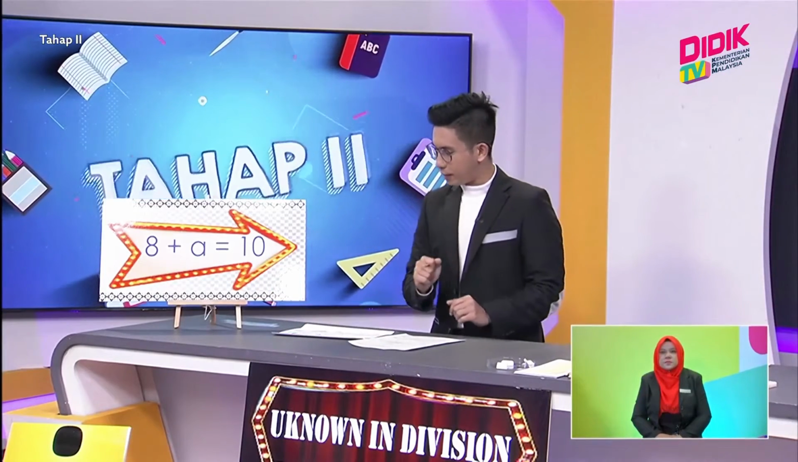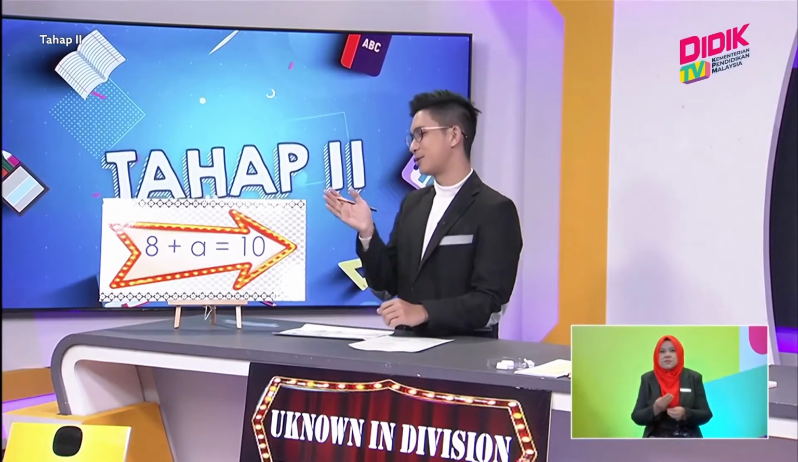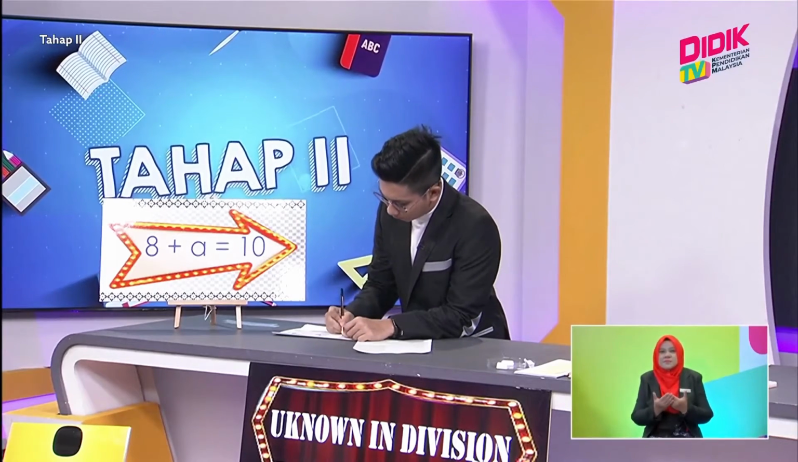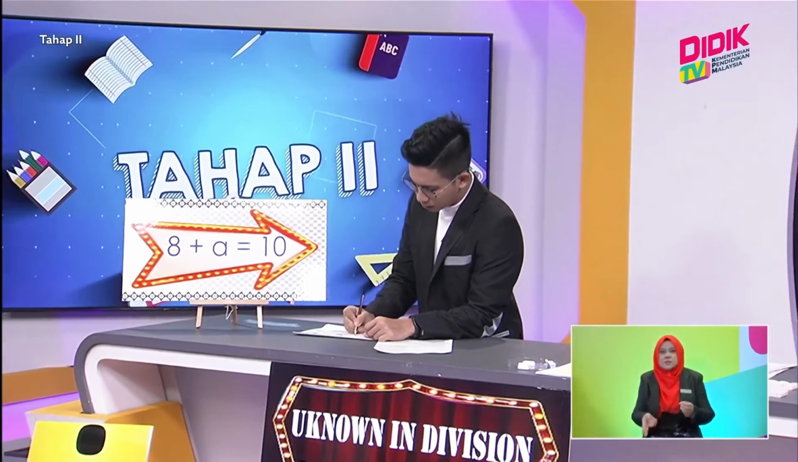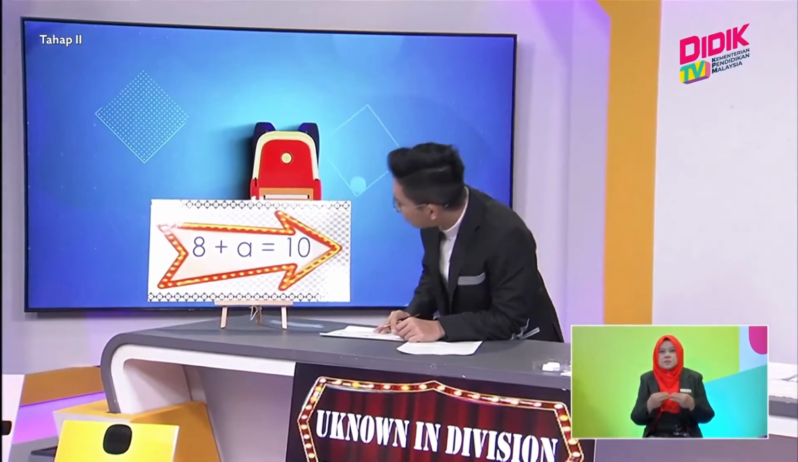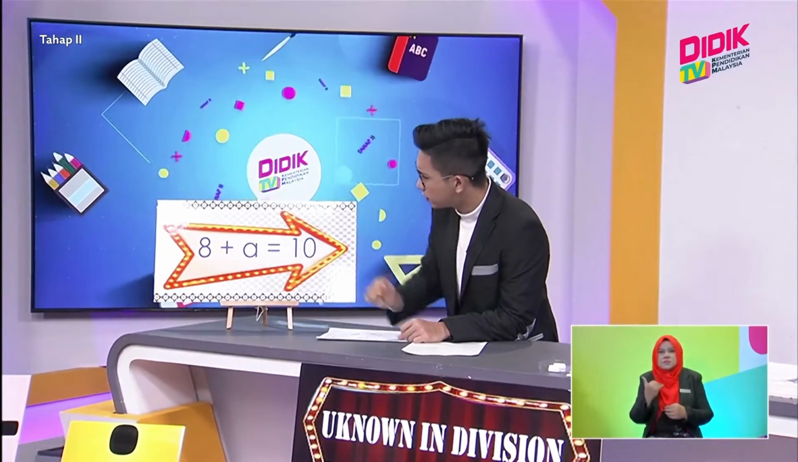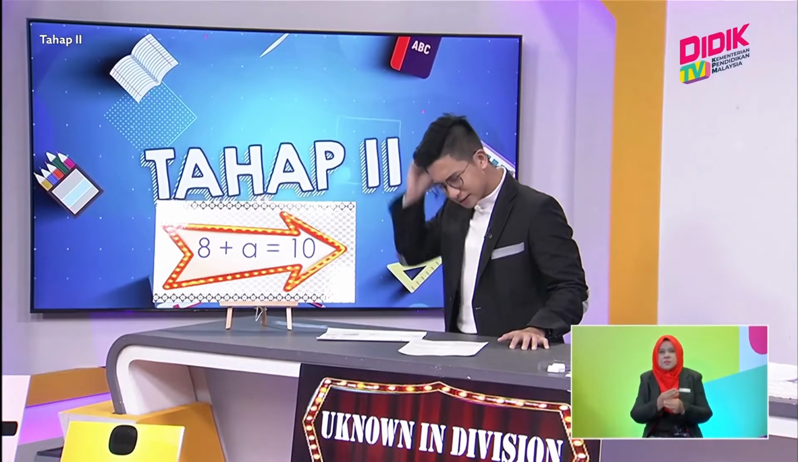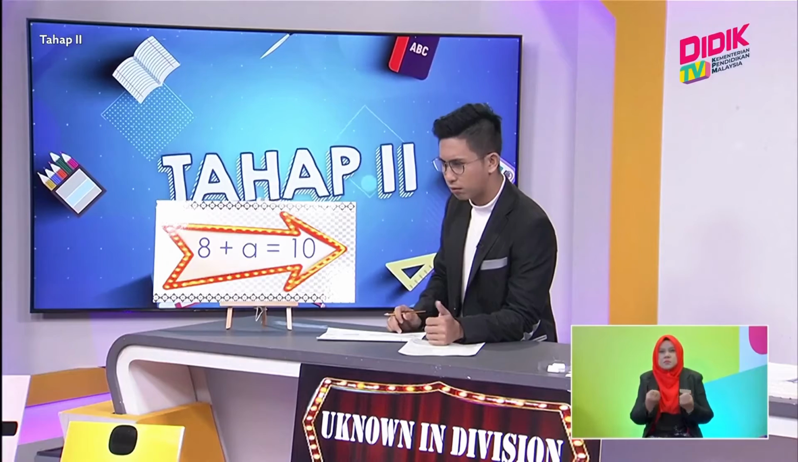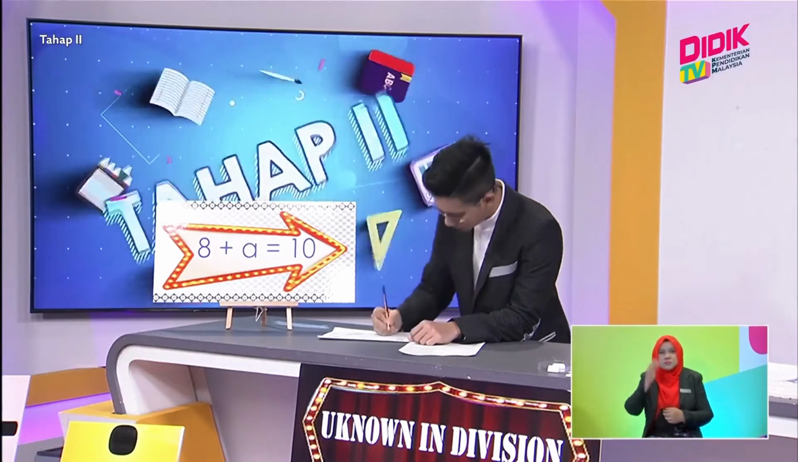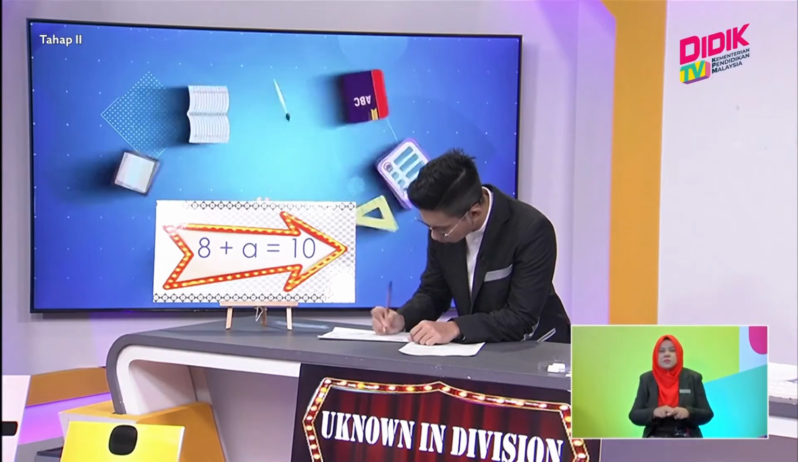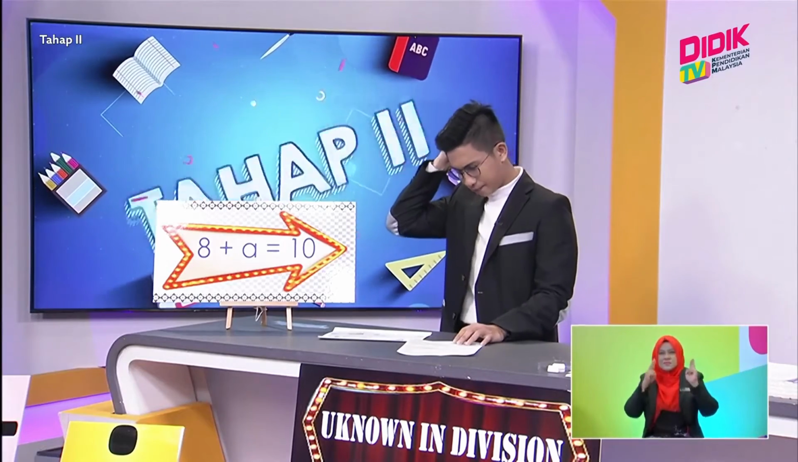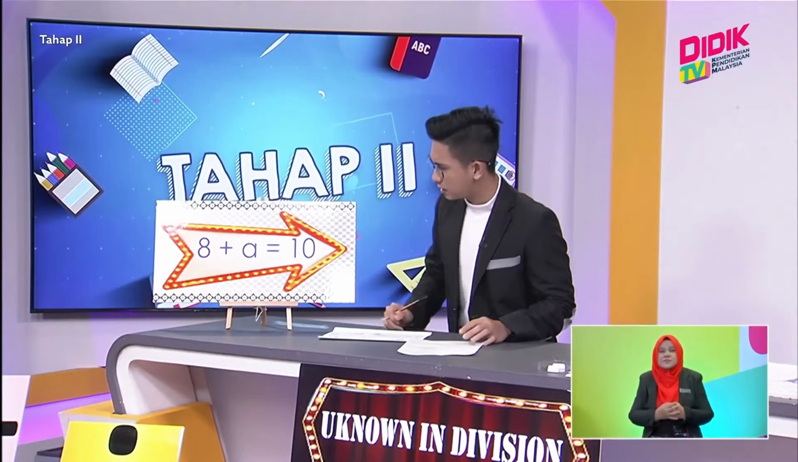Time to do my mathematics homework. Let's see. This looks easy. 8 plus A equals... A? Why is there a letter in this mathematics equation? Isn't mathematics all numbers? How much is A? 8 plus A... Oh no. How do I do this? I think it's 8. What is A?